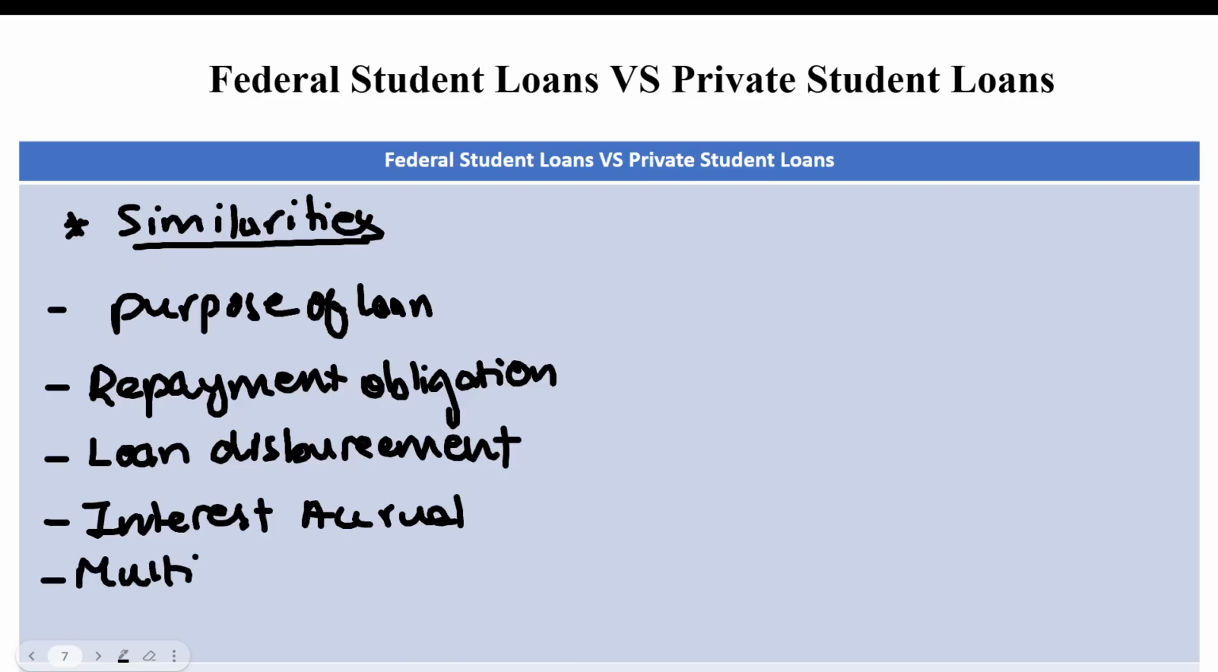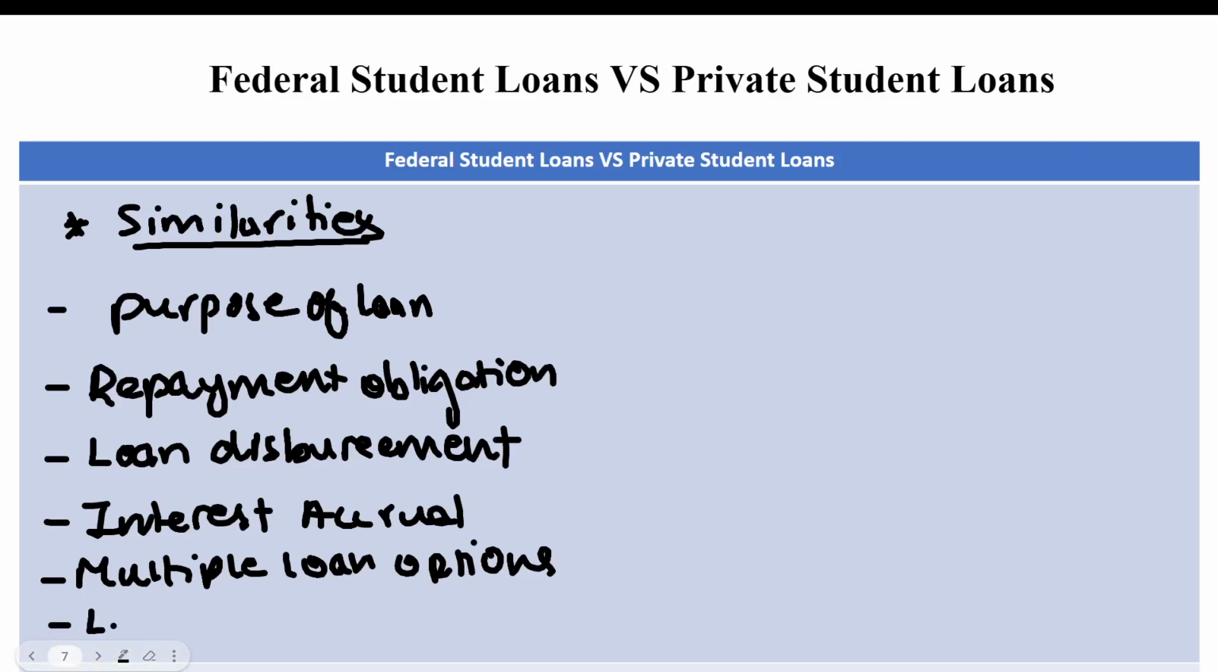Then we have availability of multiple loan options. Both federal and private loans offer various types of loans tailored to different needs. For federal, they have subsidized, unsubsidized, PLUS loans, and etc. For private, loans for undergraduates, graduates, refinancing options, and loans for specific programs like medical or law school.